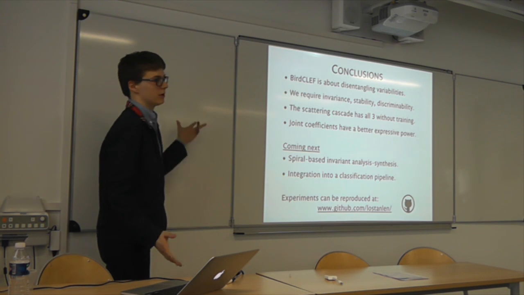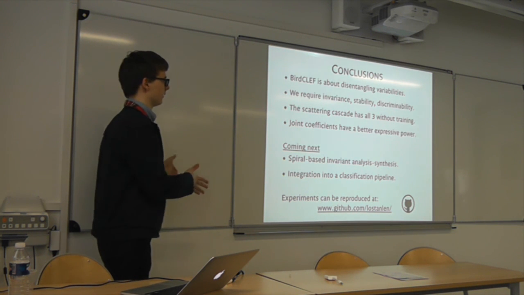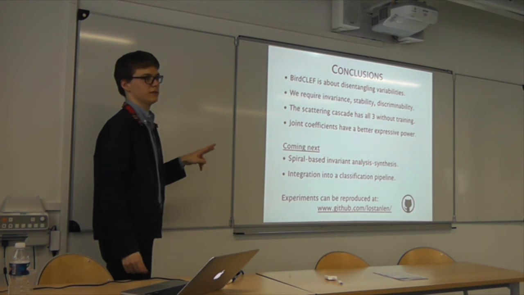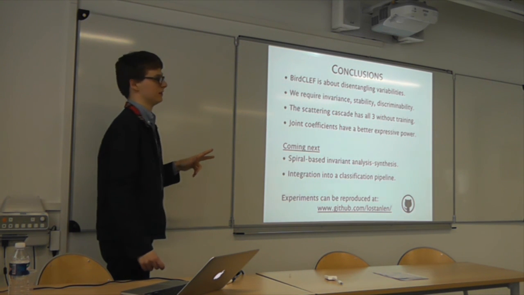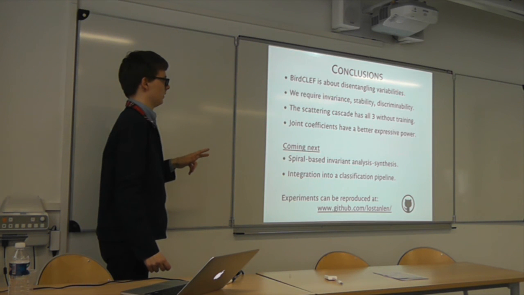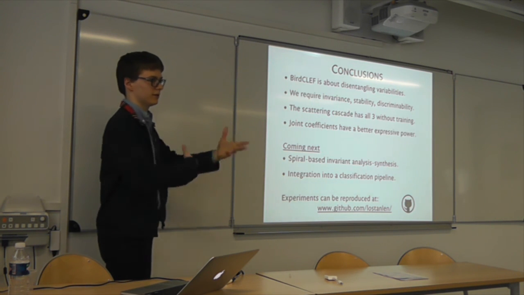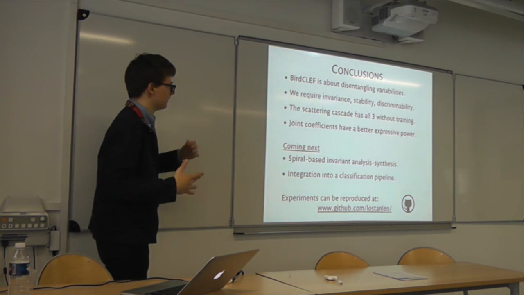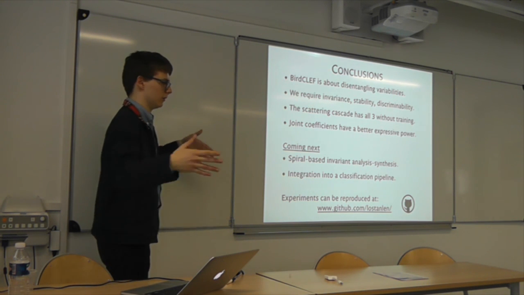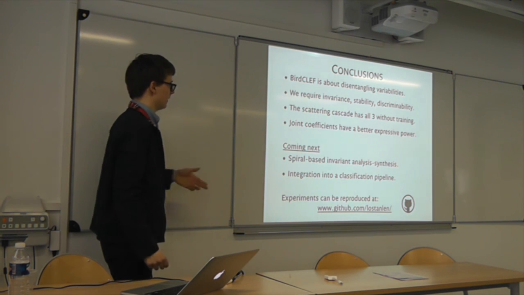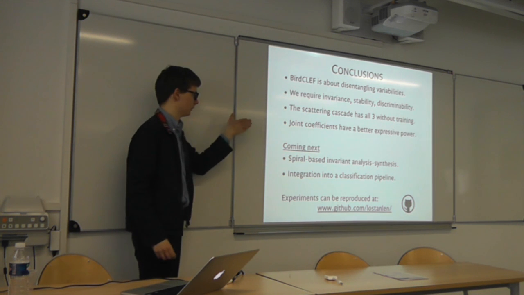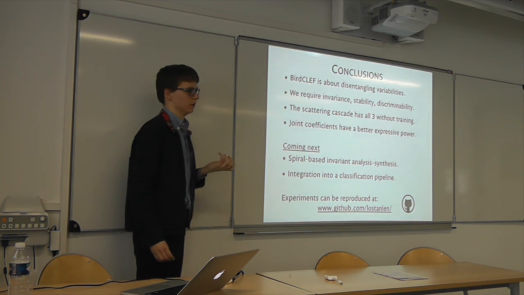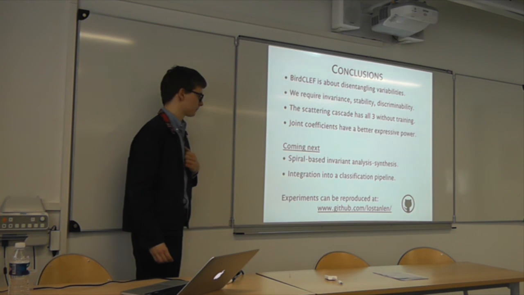I've shown these three simple criteria: invariance, stability, discriminability. It's very easy to have two of these three, but to have all three is really tricky. But the scattering cascades gain access to all these three on bigger and bigger scales. And I've presented for this talk the joint coefficients and the spiral coefficients that maybe can model bioacoustic data better.